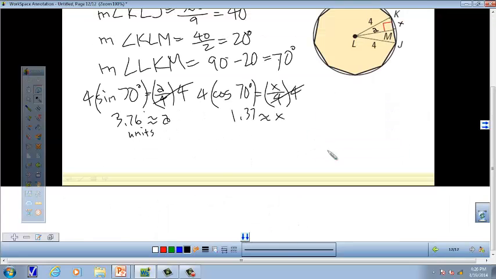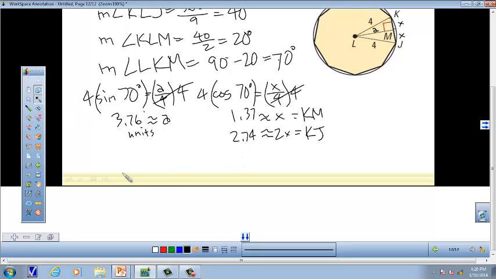But we also need to know what KJ is. KJ is the whole distance across. Remember, this is KM, but we want to know what KJ is. Because both of those are equal, we know this is going to be 2x. So if I multiply that answer that's on my calculator by 2, I get approximately 2.74 if we round. And both of these are units.